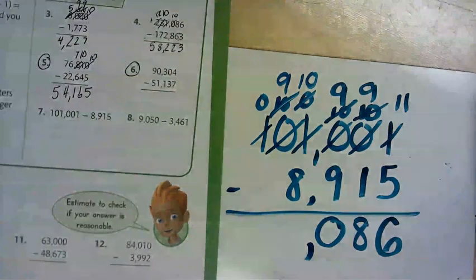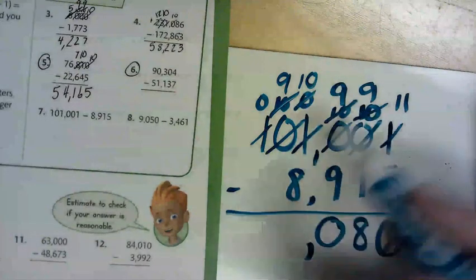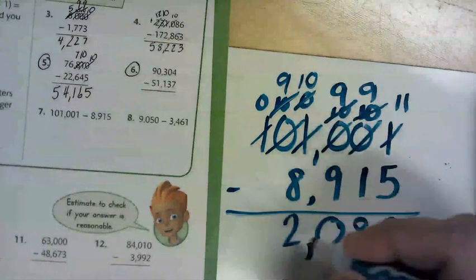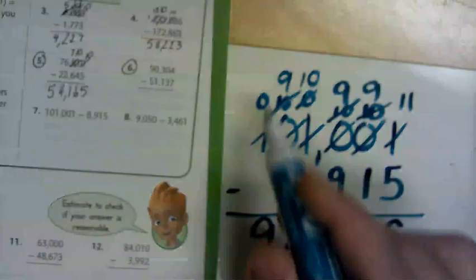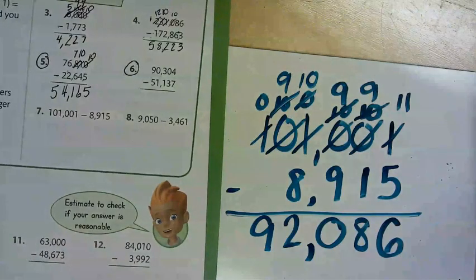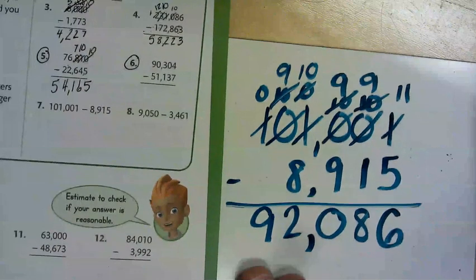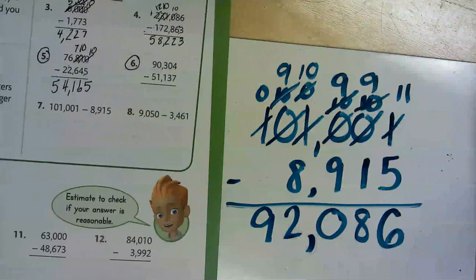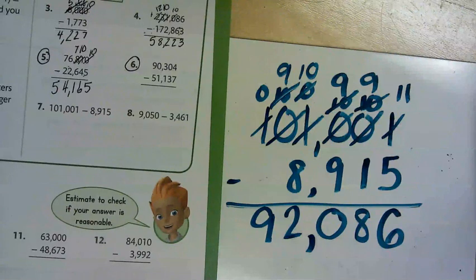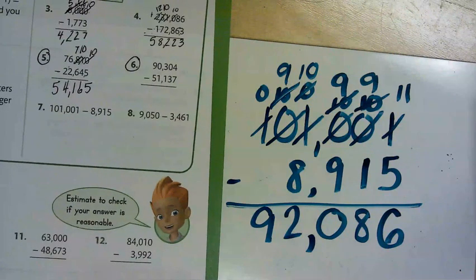Now I can finish this problem. 10 minus 8 equals 2. 9 minus nothing equals 9. And 0 minus 0 is 0. So our answer would be 92,086. All right. I want you to go ahead and pause the video, do number 8, and then push play when you have finished it up, and we'll go over that one next.